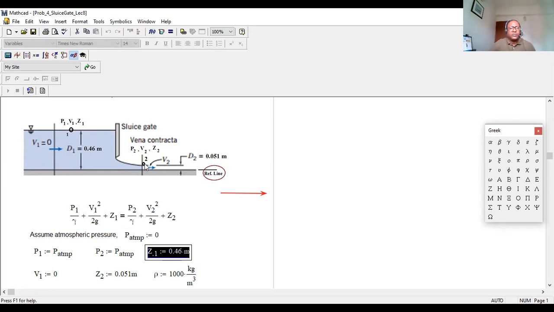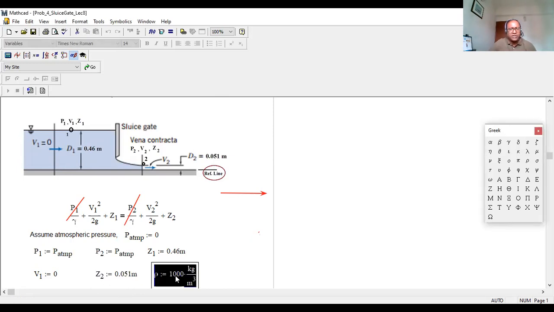And P2 will also be atmospheric pressure right over here. Even if you don't take atmospheric pressure as 0, you can keep P atmospheric. Then this will be P atmospheric and this will be P atmospheric, so both will cancel out. And Z1 is given as 0.046, and Z2 is 0.051.